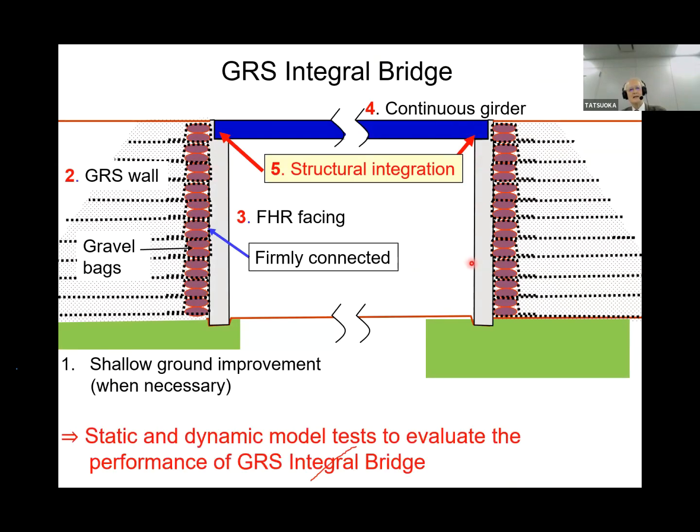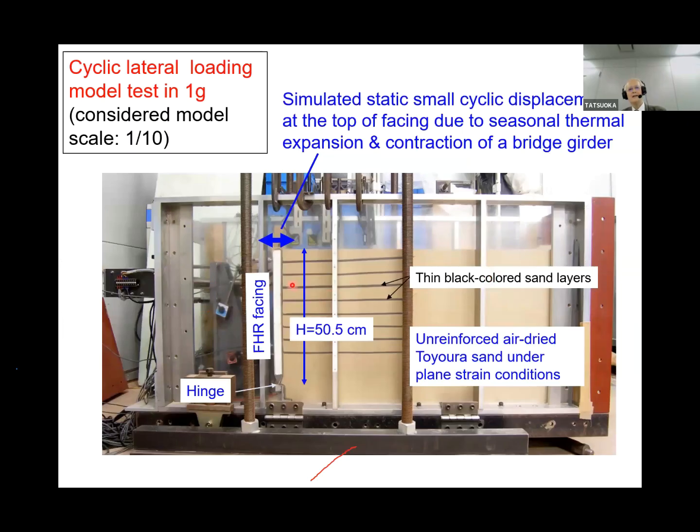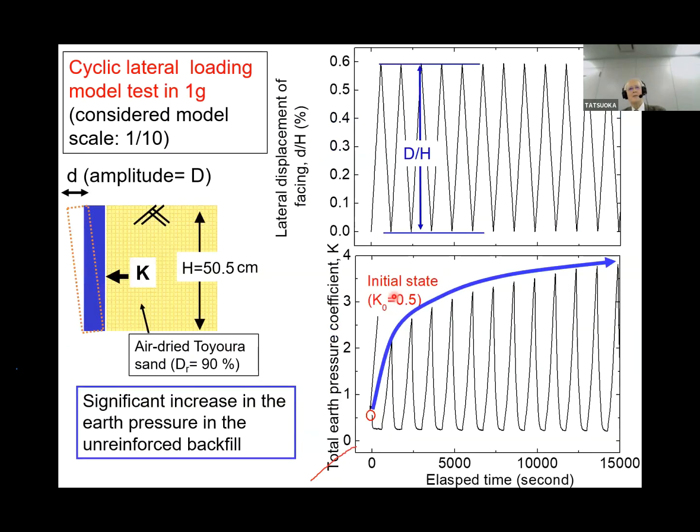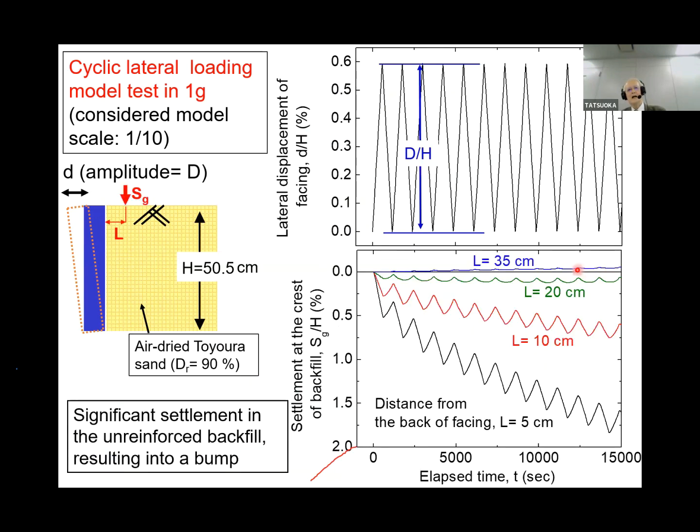Then we perform static and dynamic tests to evaluate the performance of the GRS integral bridge. This is a small model test, a static cyclic lateral loading test. We apply a small cyclic displacement, simulating the thermal expansion and contraction of the bridge. This is air dry sand. By applying this small displacement D, like this, only 6.6% of the wall height, the earth pressure is increasing to a very high value, and the settlement is very large.